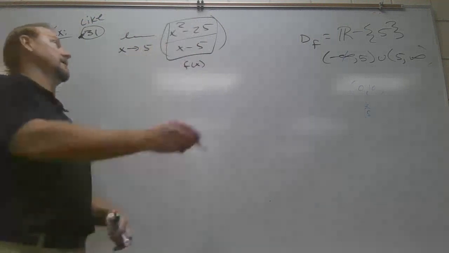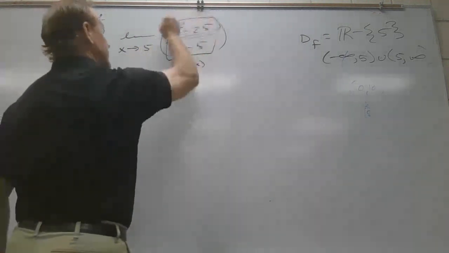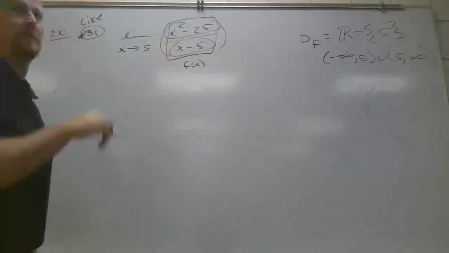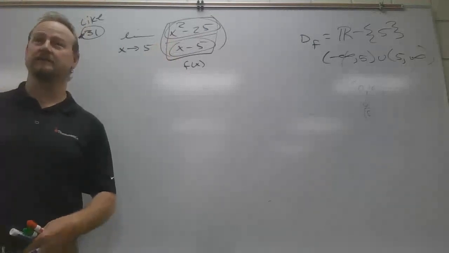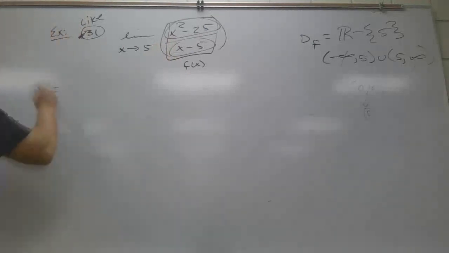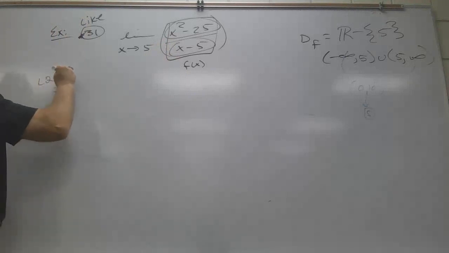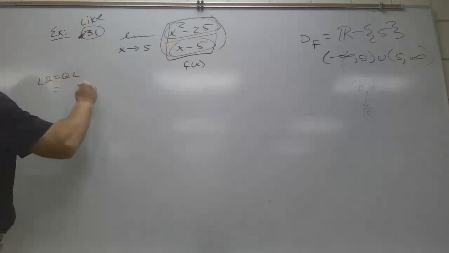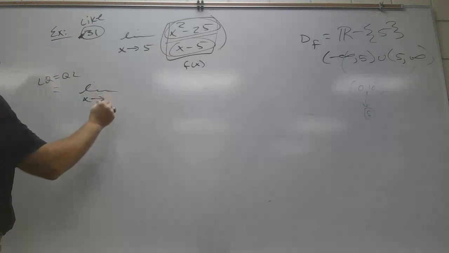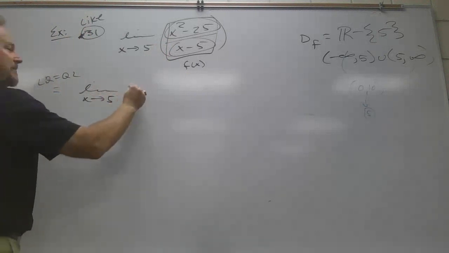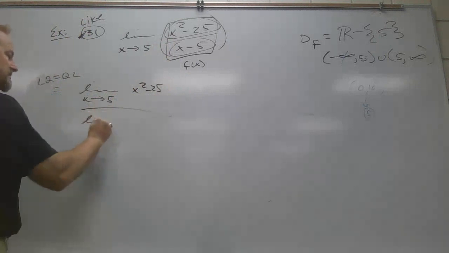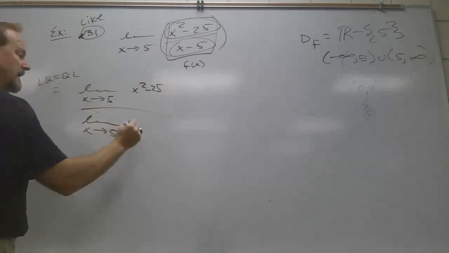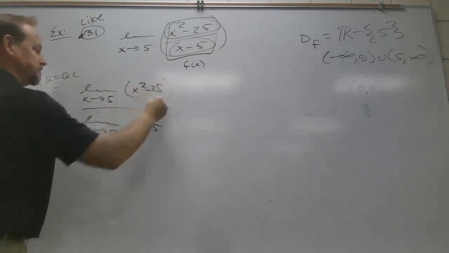It does, but basically, let your eyes see that as something on top over something on the bottom first. So that'd be a quotient, right? Okay, so what if I did that? The limit of the quotient is the quotient of the limits. So it'll be the limit as x approaches 5 of the top, x squared minus 25, over the limit as x approaches 5 of x minus 5, right?